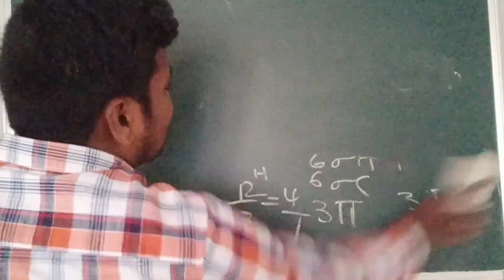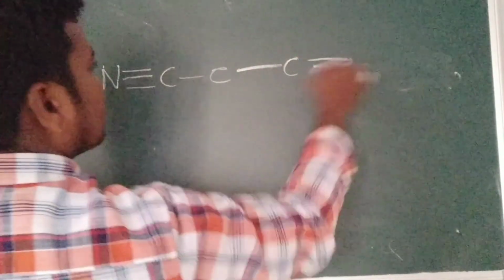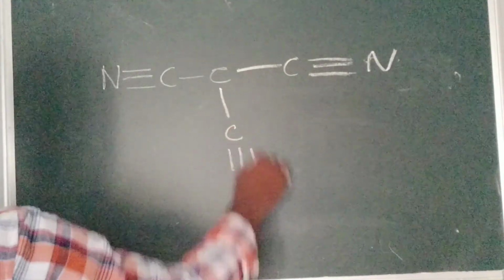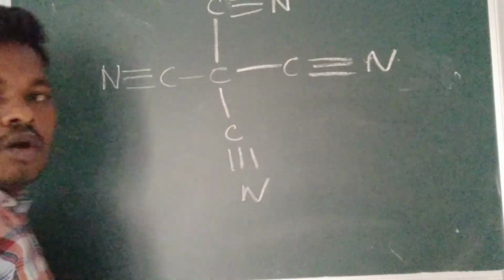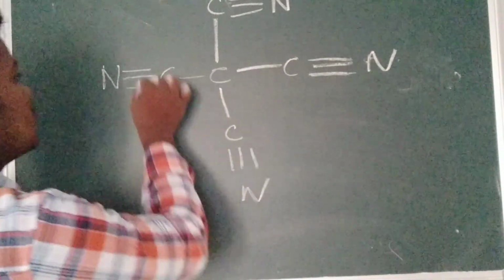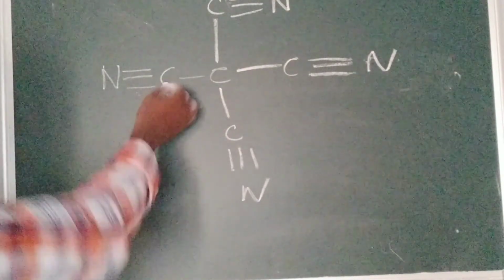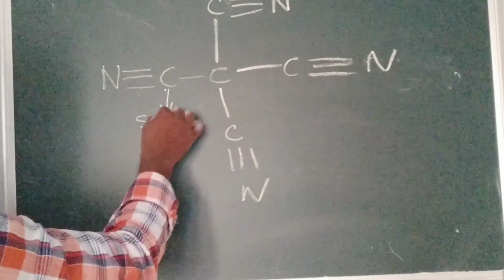So next example you can see. Calculate the hybridization. N triple bond C, carbon triple bond N. So you can see how many sigma bonds, and the hybridization. 2 sigma bonds is there, only 2 sigma bonds. This carbon has only 2 sigmas, so it is called sp2 hybridization.